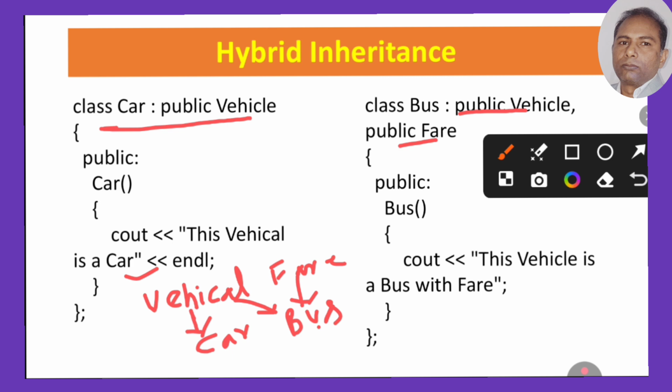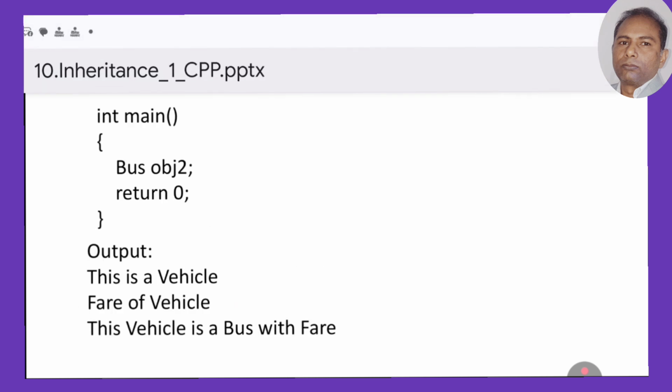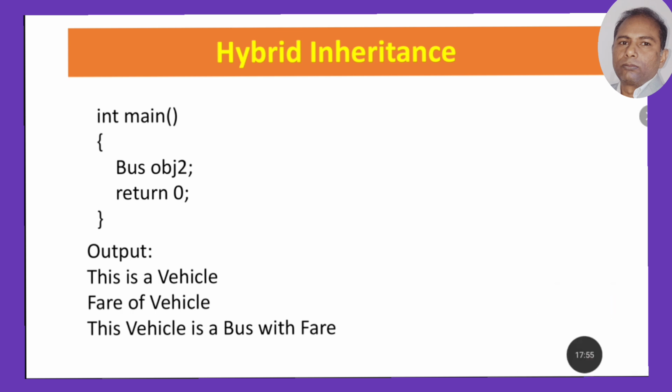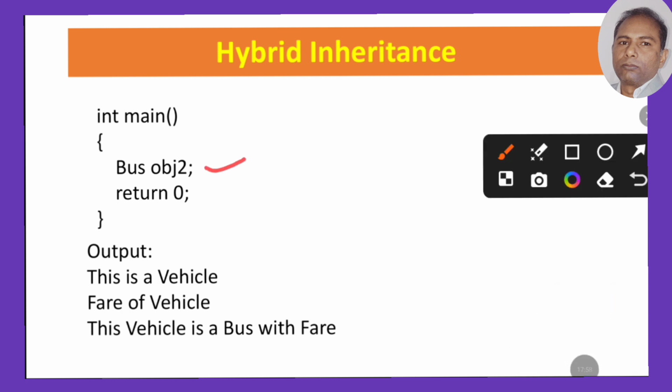So this is the example of multiple inheritance. And this car class is derived from one parent, so this is the example of single inheritance. So we are having more than one type of inheritance here. Now if we make the object for this bus class, we will have the output: this is the vehicle, fare of vehicle, and this vehicle is a bus with fare. So we are involving more than one inheritance, and that's why this is the example of hybrid inheritance.